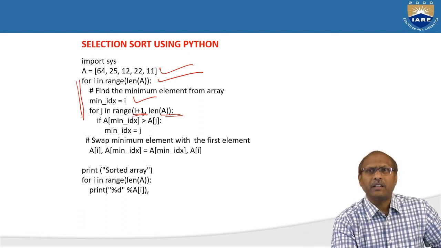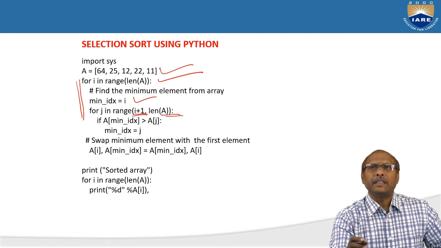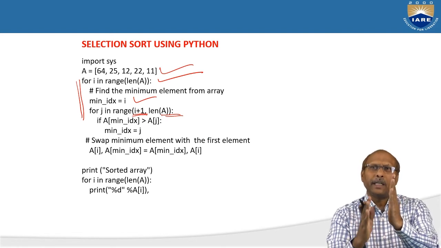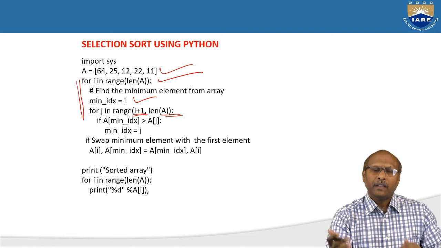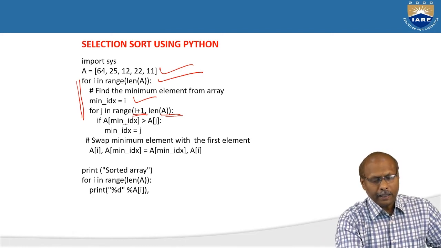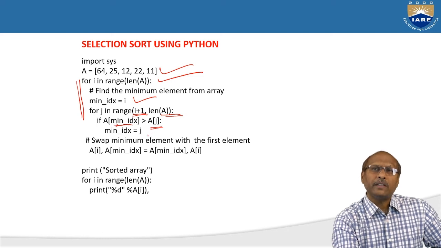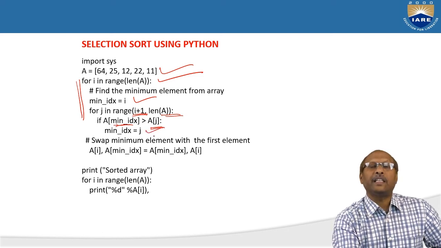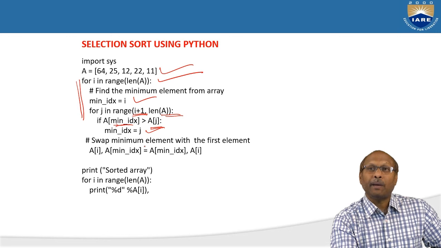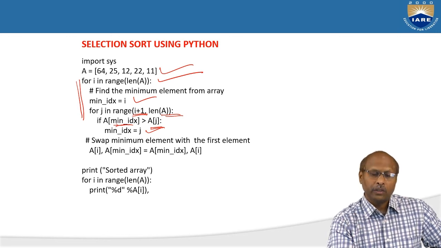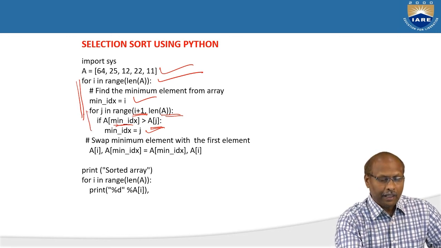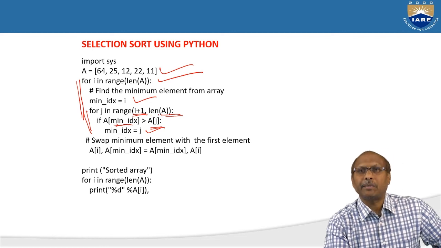J in range of I plus 1 to length of a, because ith element is fixed now. Remaining elements I have to compare with ith element. So here I am taking the condition. If a of minimum index is greater than a of j, then I will store that position. So minimum index is j. So I am not remembering the value, I am remembering the position. So minimum index equal j. So like this, it will repeat until the end of the array.